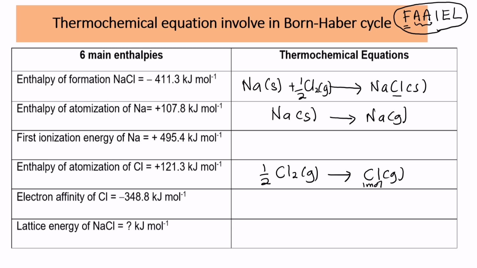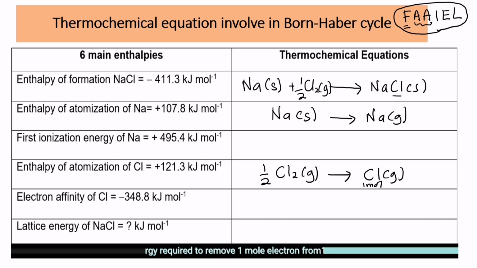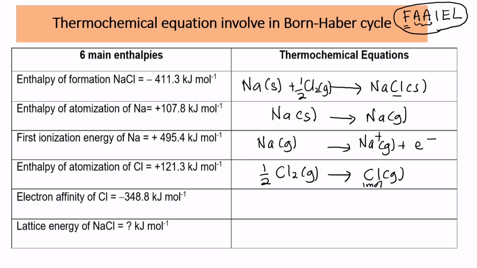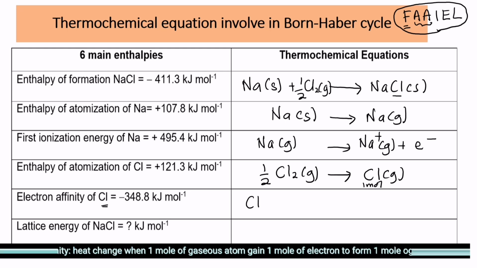Next, ionization energy of Na. Ionization energy of Na means that a gaseous atom, Na gas, has 1 mole of electrons removed. So it will form Na+ gas. Next is E, for electron affinity. Electron affinity of Cl means that Cl gas, a gaseous atom, accepts 1 mole of electrons. So it will form Cl- gas.